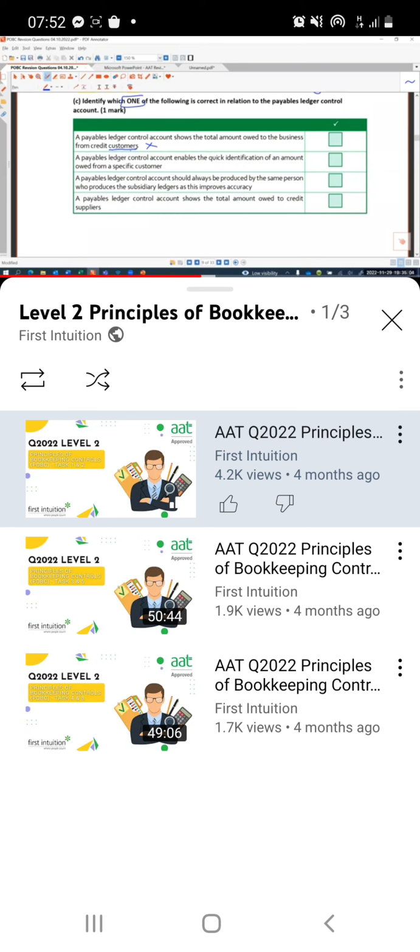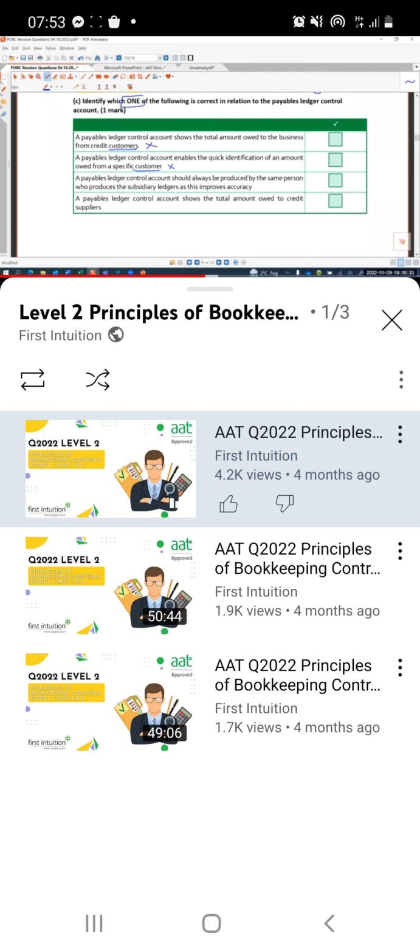A payables ledger control enables the quick identification of an amount owed from a specific customer. There's two things wrong in there, because it certainly doesn't deal with customers. So on that basis, I'm going to say it's wrong. But the control accounts also don't deal with specific people. They deal with totals. That's wrong for two reasons.